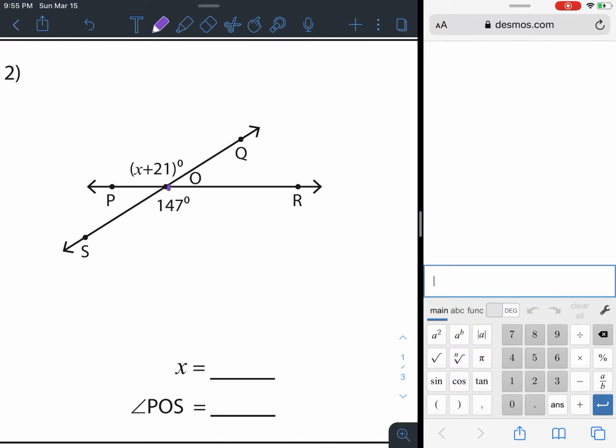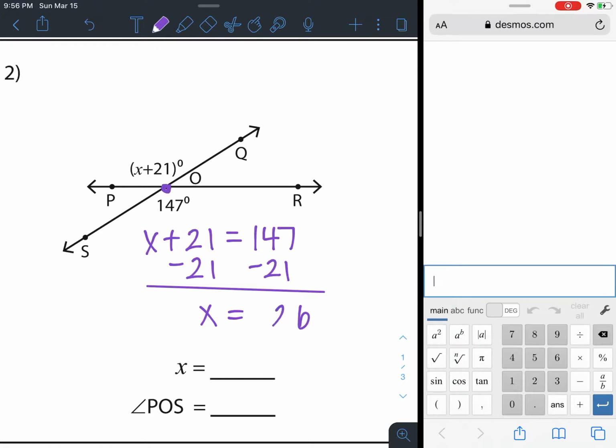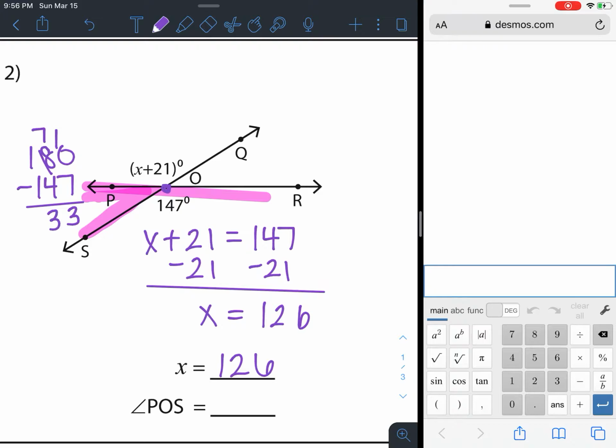Number 2. These two only share the center. They're vertical angles. That means they are equal to each other. So x plus 21 equals 147. So for this one, the one step to solve it, subtract 21. So x equals 126. And then the angle they want this time is this one over here. Again, it forms a straight line with 147. So 180 minus 147. 33.